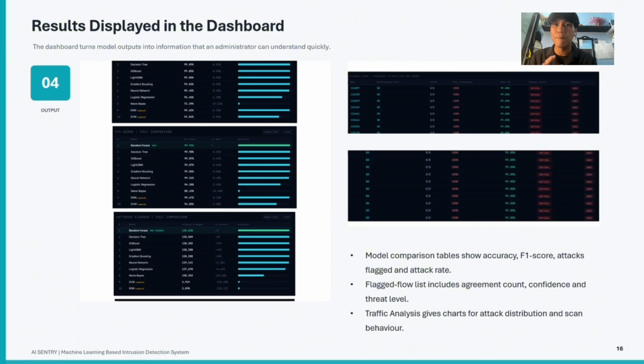The flagged flow table provides more detailed information for suspicious attack records. For each flagged flow, the administrator can see the number of models that agree, the average confidence, and the assigned threat level. The attack analysis page also presents a chart showing the attack distribution and the behavior of the uploaded network traffic. This makes the result easier to understand compared with only displaying raw prediction values inside the Python terminal.